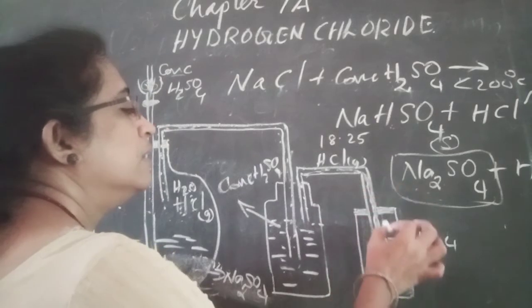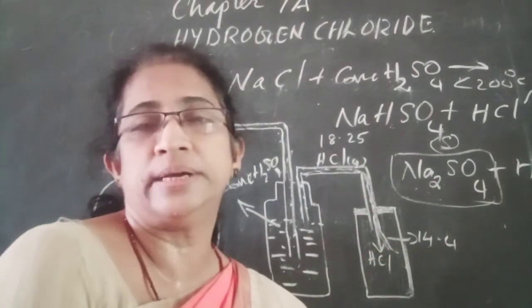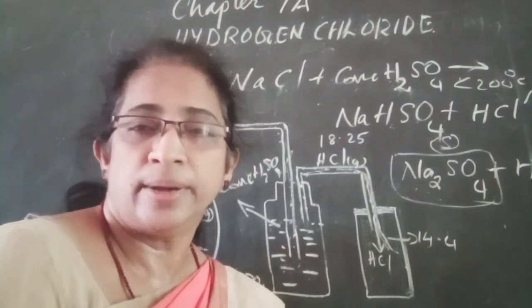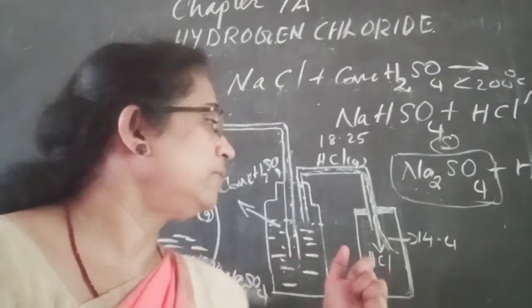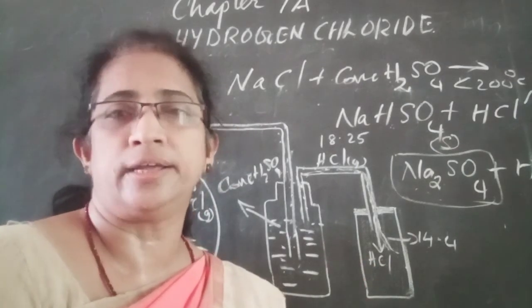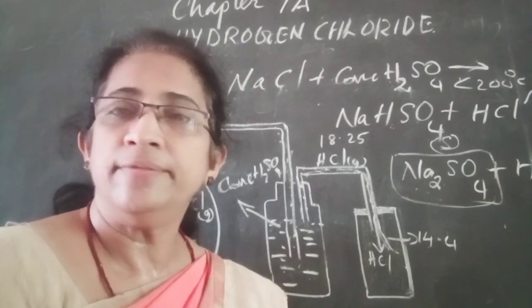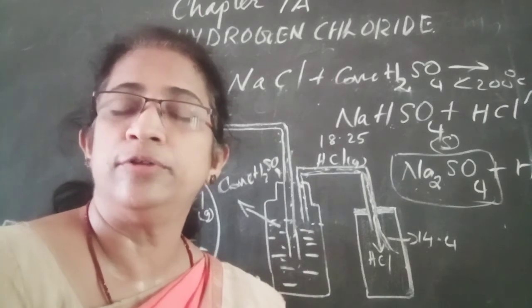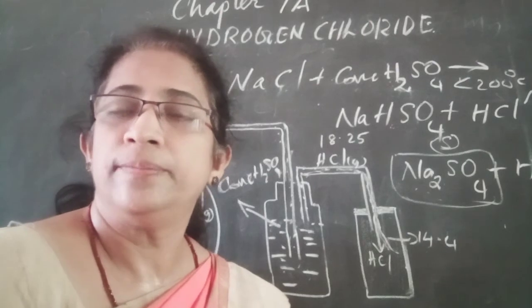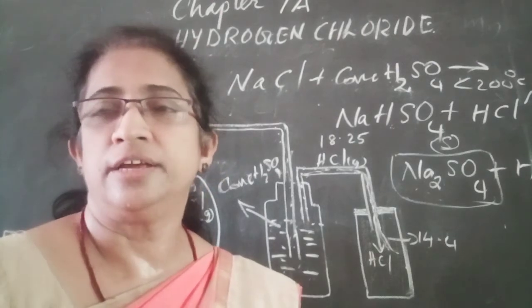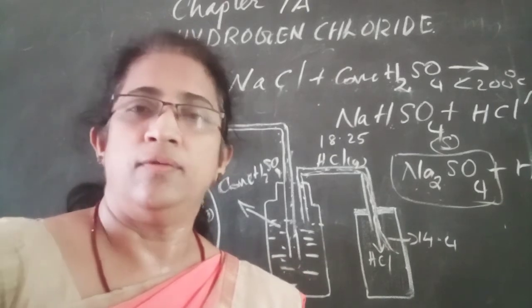Then, why is HCl not collected by passing through water? There are two methods for the collection of gases. One is by the displacement of air and the other one is by passing through water. Here we cannot collect HCl by passing through water because HCl, hydrogen chloride, is highly soluble in water. One volume of water dissolves 452 volumes of hydrogen chloride gas. Therefore, hydrogen chloride gas is not collected by passing through water.